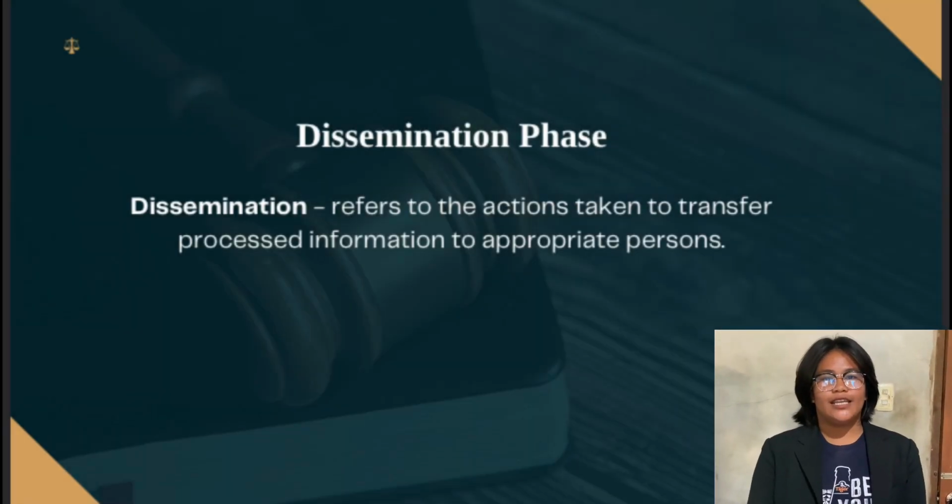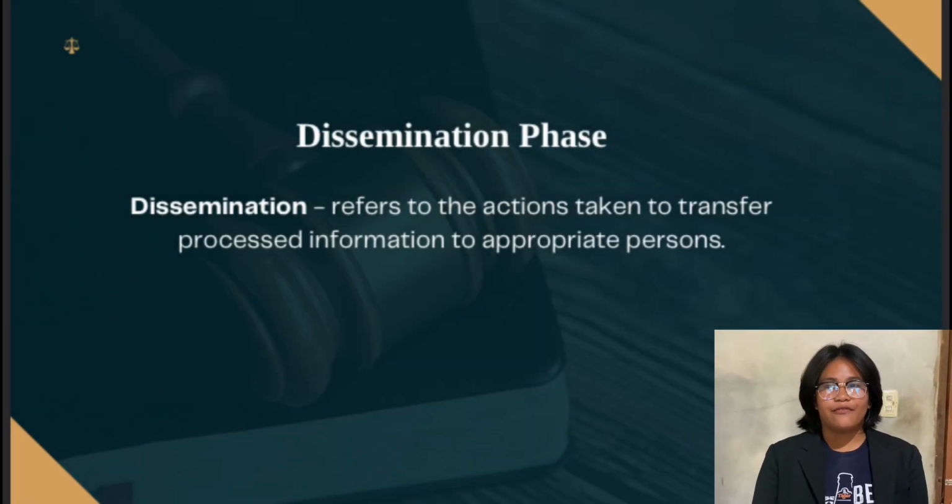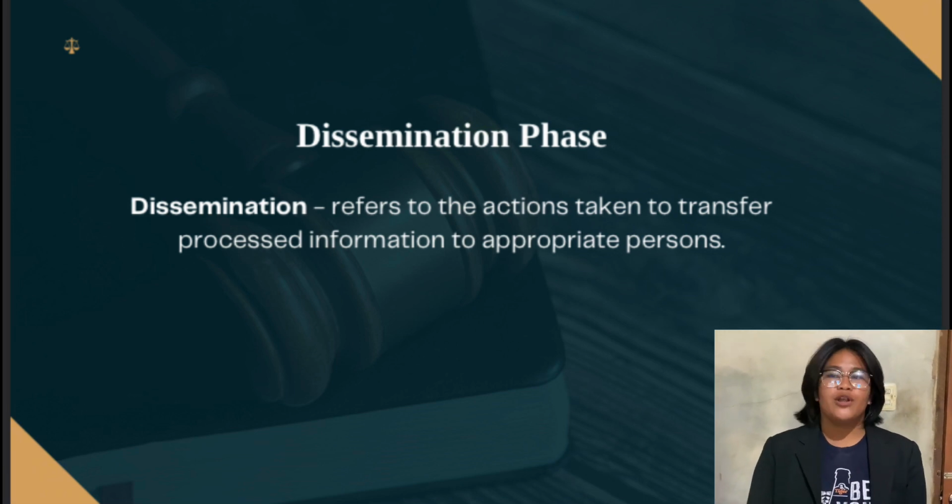Dissemination phase. In the intelligence cycle, dissemination refers to the actions taken to transfer processed information to appropriate persons.